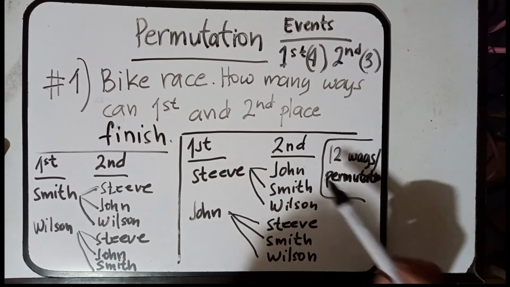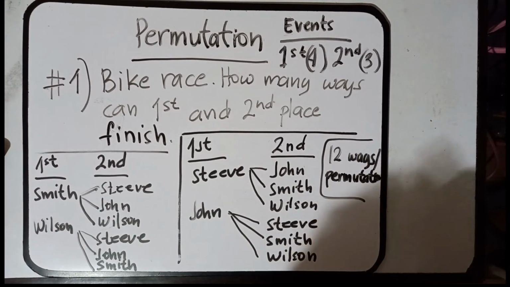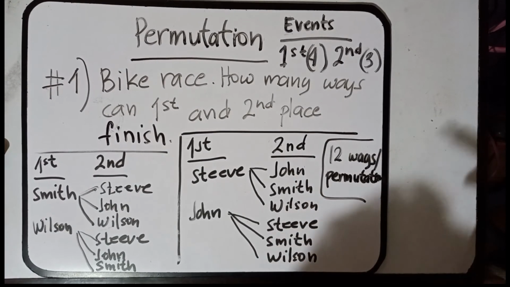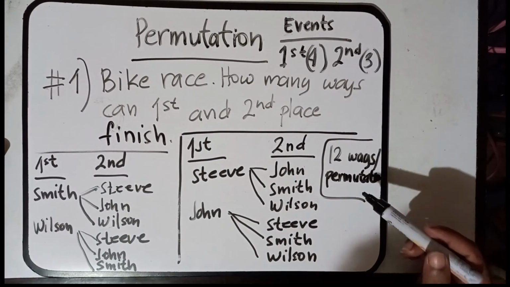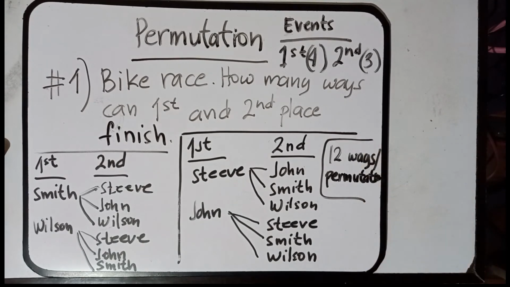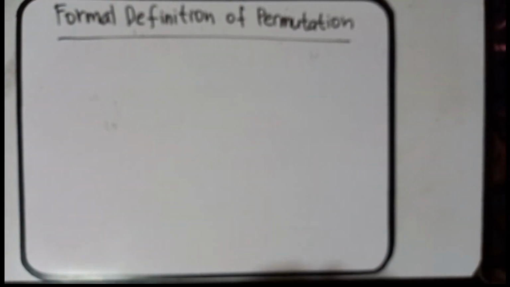If you have first, second, third, fourth, what you need to do is just get the number of ways for those events and then multiply those numbers. Then you will arrive at the total number of permutations. Okay, so that's all for this example. So this time, let's go to the formal definition of permutation.